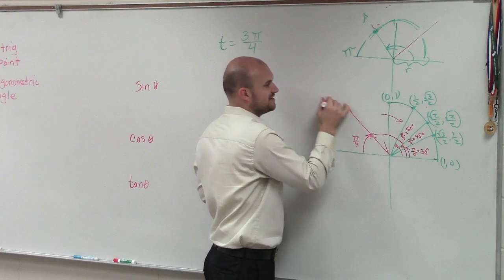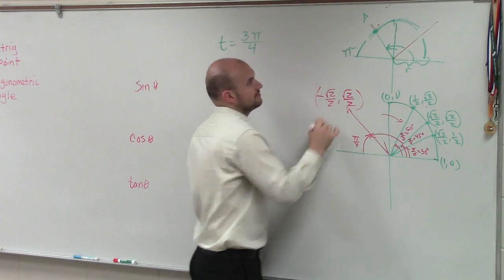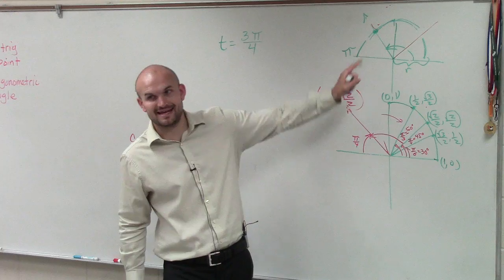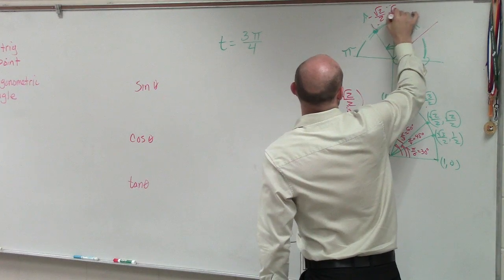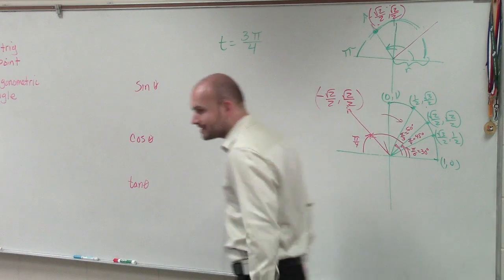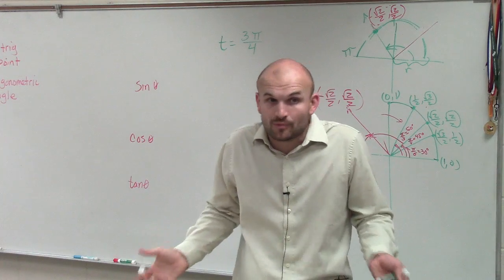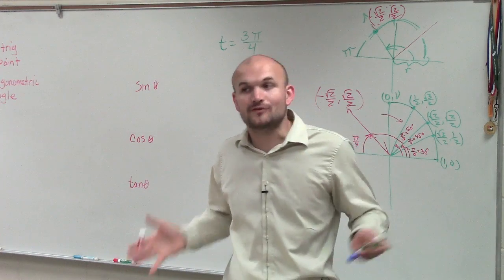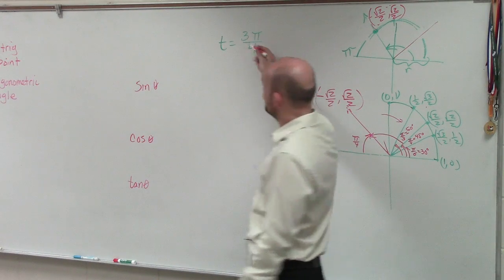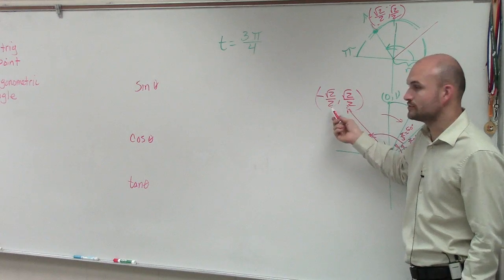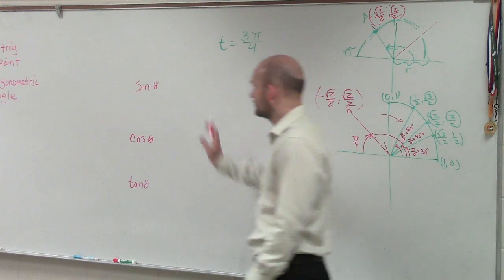Therefore, it's a reflection of this point, which is negative square root of 2 over 2, comma, square root of 2 over 2. So my apologies. If you look in your unit circle and the back of your book, and you see the coordinate point on the unit circle for the angle 3 pi over 4, it's not negative square root of 3 over 2, comma 1/2. It's going to be negative square root of 2 over 2, comma square root of 2 over 2.